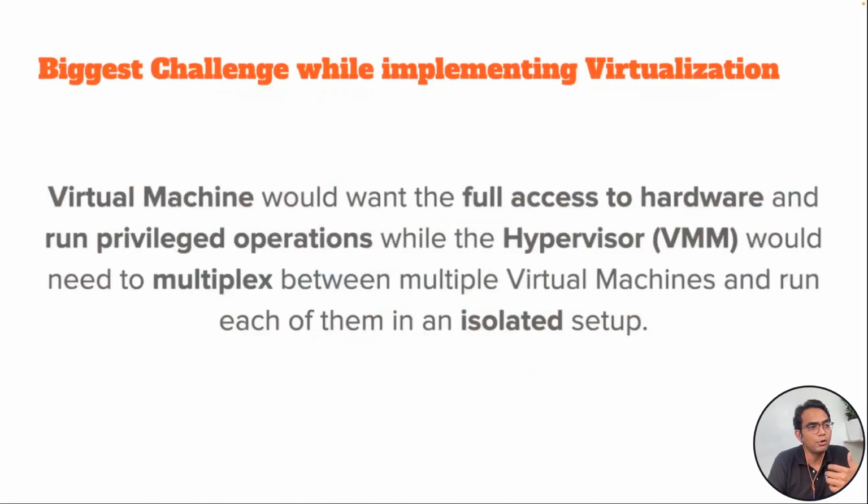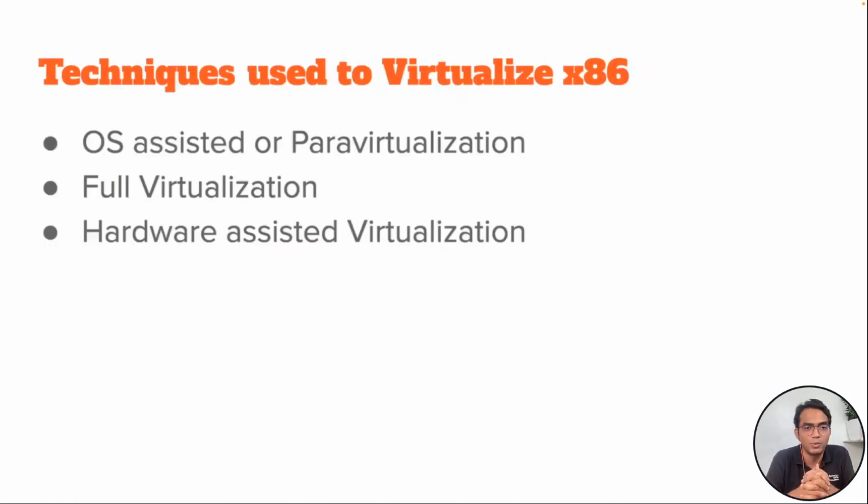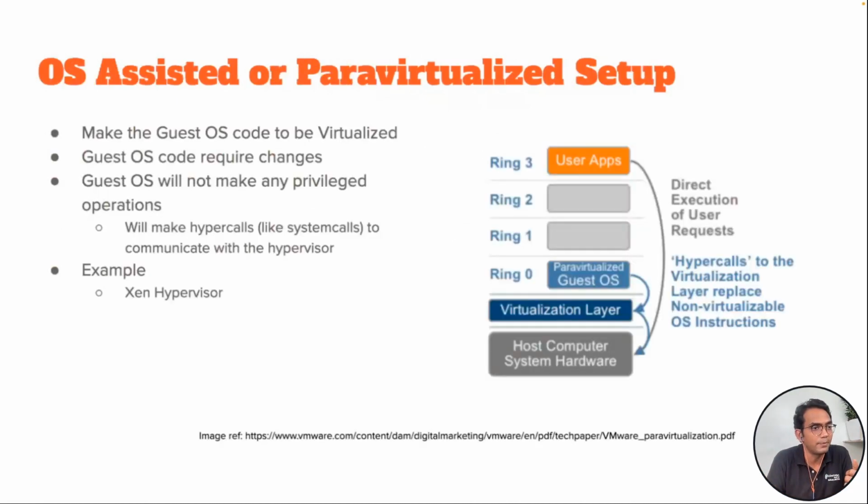So we have a few different ways by which we can implement virtualization in our environment. One is Paravirtualization or OS assisted. Second is full virtualization, and third is hardware assisted virtualization. We're going to look briefly at all of them. Remember the problem I mentioned: some of the instructions I run from the guest OS, I may not be able to perform directly on the hardware, because there's a layer in between. So what happens in that case is, when I'm deploying the Paravirtualized OS, what I mean by that is that I cannot run all the instructions.